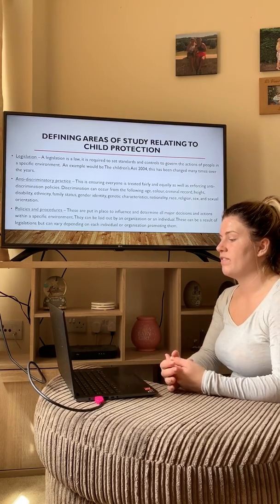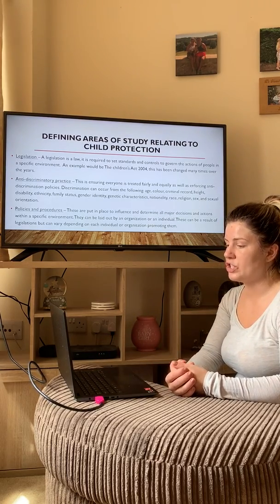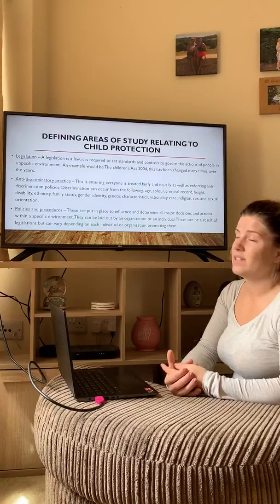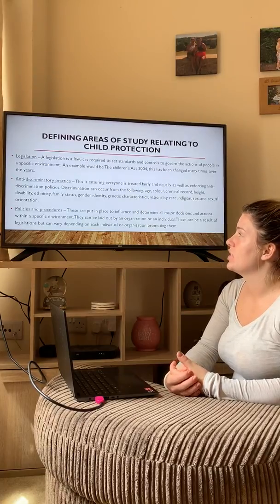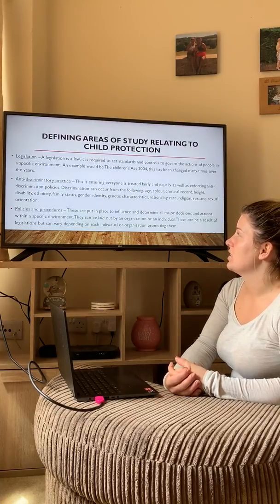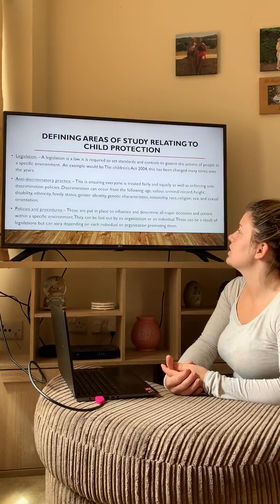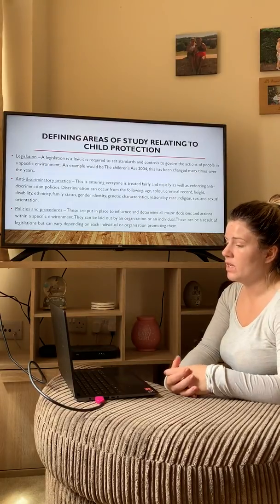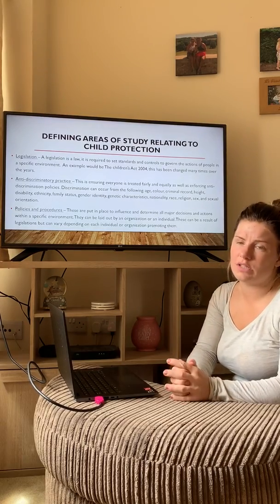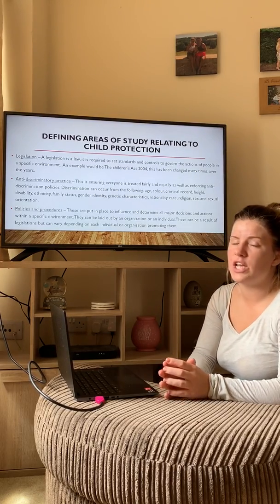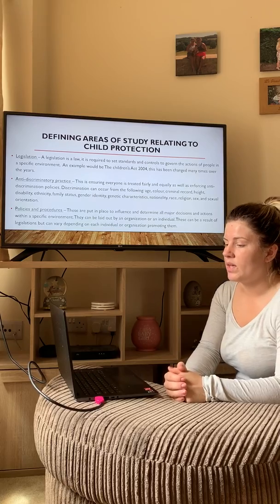We will now look at some definitions of relevant areas of study relating to child protection. The first and most important one to understand is legislation. A legislation is a law. It is required to set standards and controls to govern the actions of people in a specific environment. An example would be the Children's Act 2014. This has been changed many times over the years.